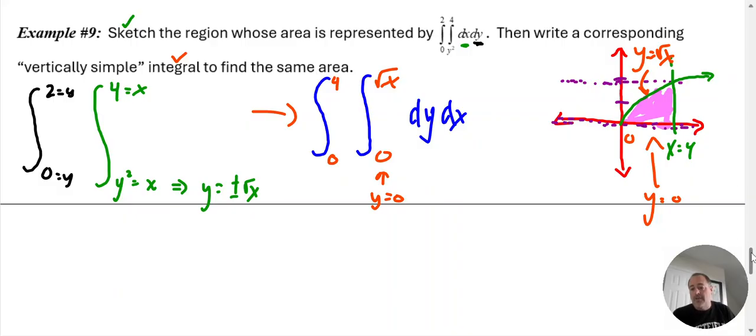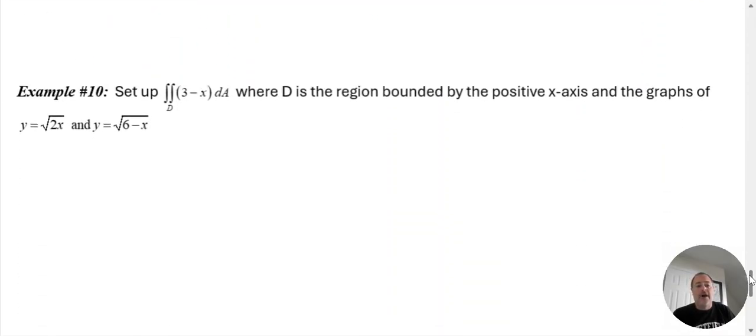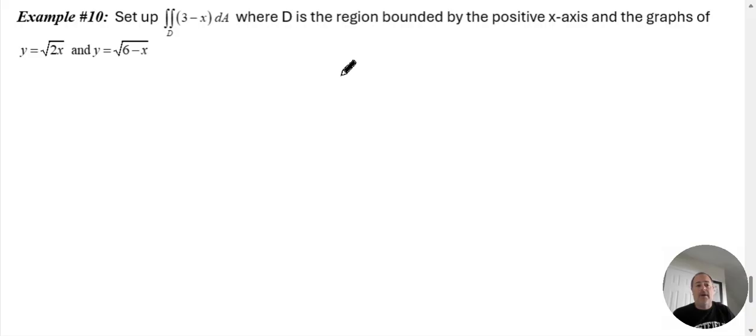So what I'd like for you guys to do for me now is to try example number 3 right here. Remember, it's just asking to set up our region of x minus or 3 minus x dA, where D is the region bounded by the positive x-axis and the graphs of y equals the square root of 2x and y equals negative 6 minus x. So take a second, pause the video, and see if you can sketch these two functions and see what region you want to draw here. And we're going to go ahead and talk about it in 1 second. So take a second, pause the video, and try it.